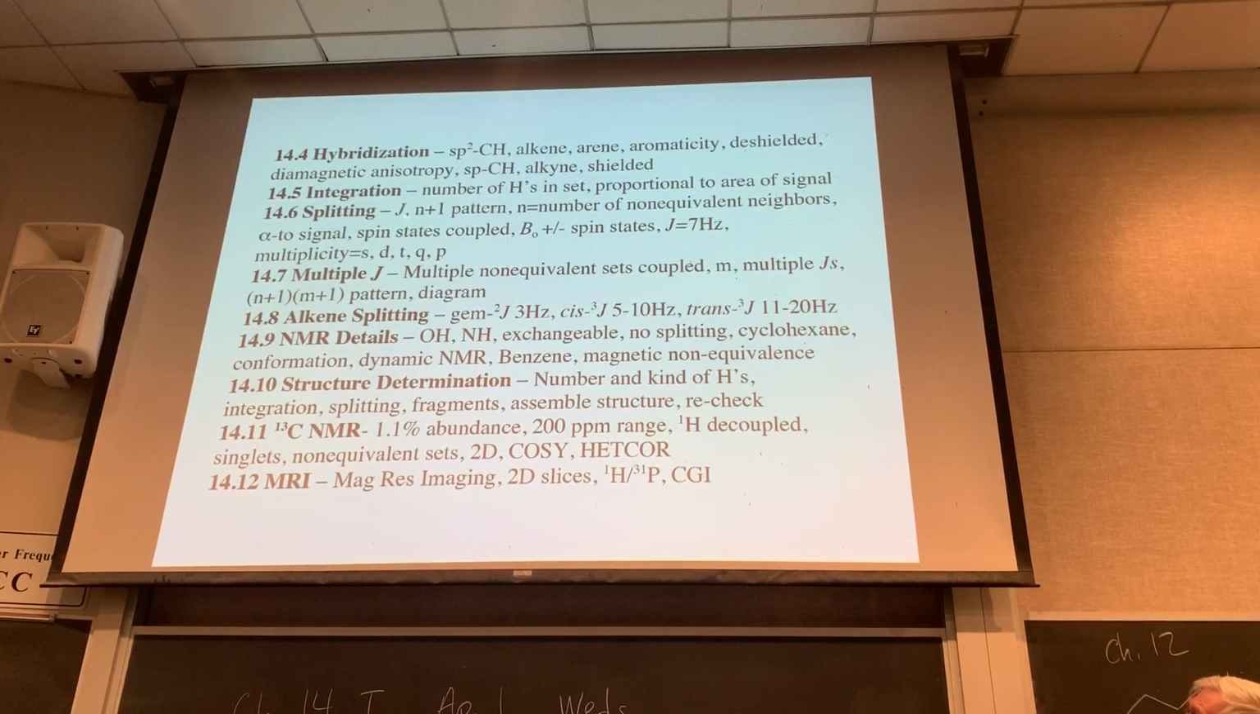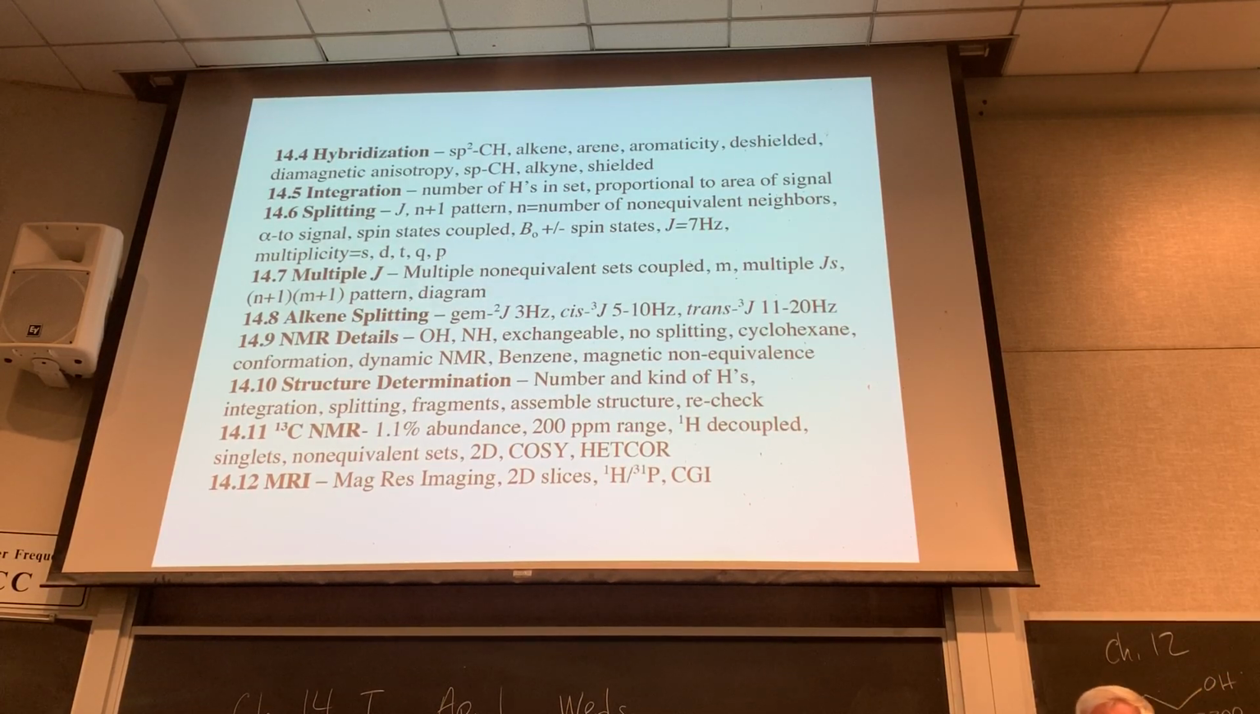The J value in Hertz is the so-called n+1 pattern. That gives you the multiplicity. N is the number of non-equivalent neighbors. So the N means neighbors here. If you have one neighbor, that's 1 + 1. The multiplicity for that signal shows up as a doublet. If you have no neighbors on the adjacent carbons, no adjacent hydrogens, it'll show up as a singlet. The n+1 value will be 1.